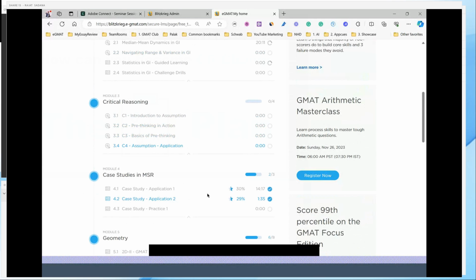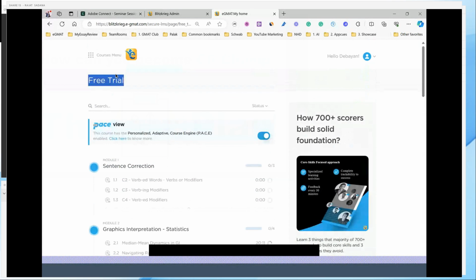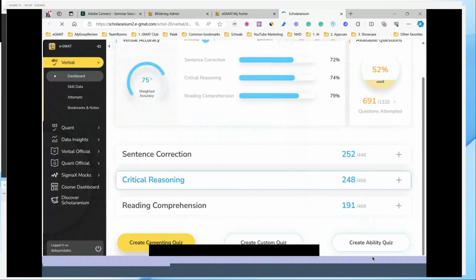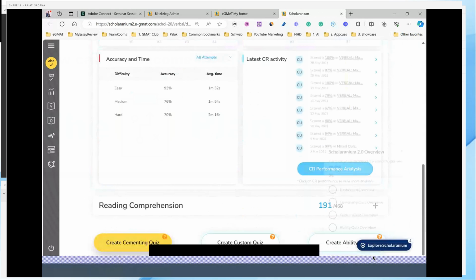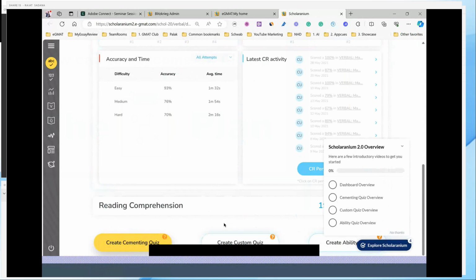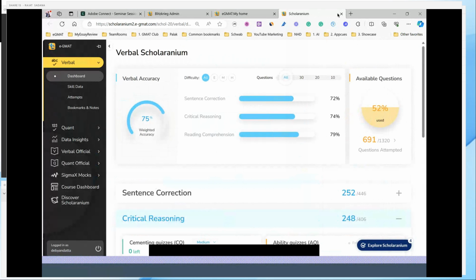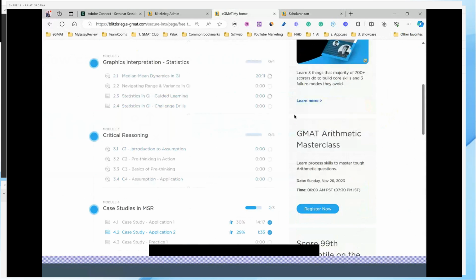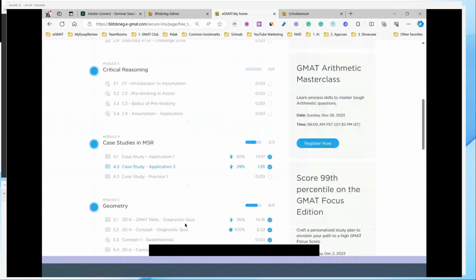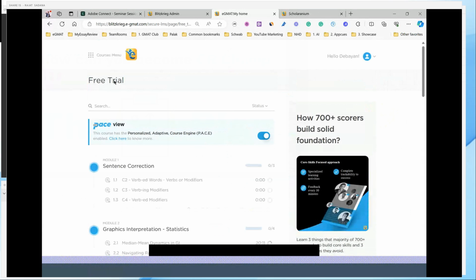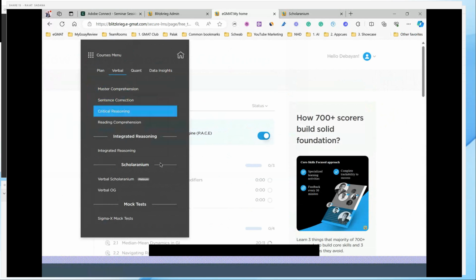Really make sure that you do that, and then you also have a few questions in the Scholarinium part of the free trial where you can take a few custom quizzes, by clicking on create custom quizzes. Again, make sure you understand what all of these mean. Let's go back to our free trial. If you want to understand the DI course, you have some DI, you have MSR, and then other aspects of quant. So all of this is part of the free trial. It's about 4% of all the course that we offer.